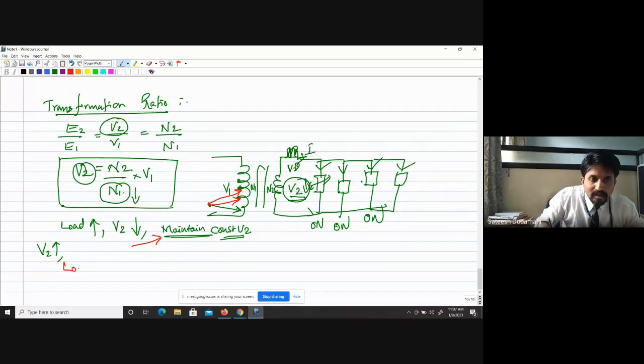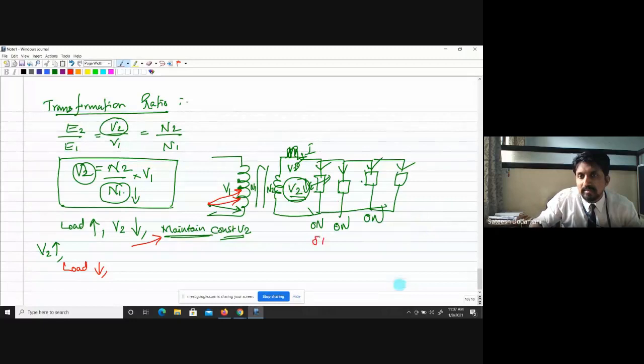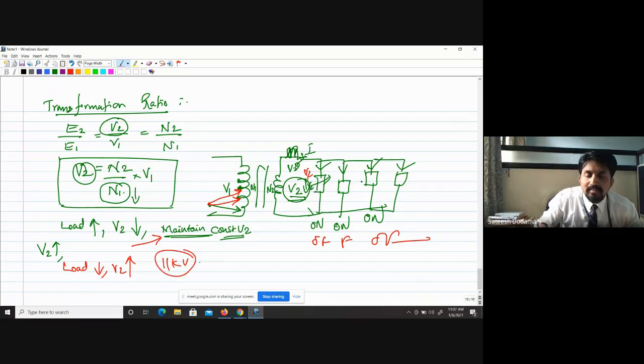For example, if the load is decreasing, meaning it will become off, the current decreases. Now the V2 value goes on increasing more than 11 kilovolts, or whatever the requirement is. It may become 11.2, it may become 11.4, so we have to reduce this voltage. V2 is increasing, so what do I have to do here now? N1 should increase. When you increase N1, V2 decreases and it maintains the constant voltage.